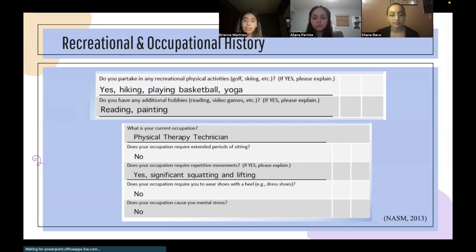As for her occupation, it is stated that she is a physical therapy technician. So with this occupation, there's going to be a significant amount of squatting and lifting that's going to be occurring, which could lead to kinetic chain dysfunctions and muscle imbalances that we will then go over.